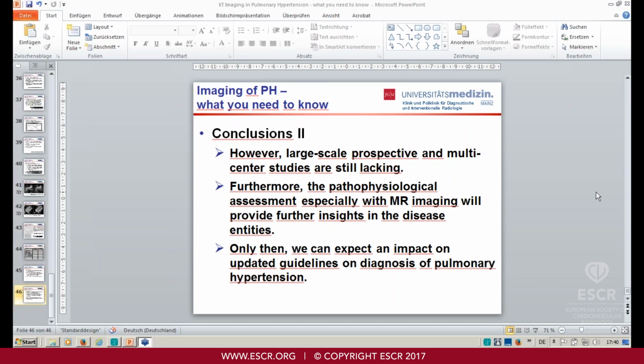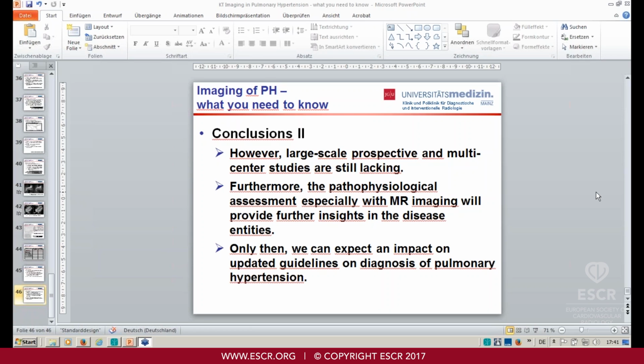Okay, we also have a second question from Maya. This one is, should ECG gating also be used for a pulmonary CTA in patients with acute pulmonary embolism? This is a very good question. This is something still under discussion.